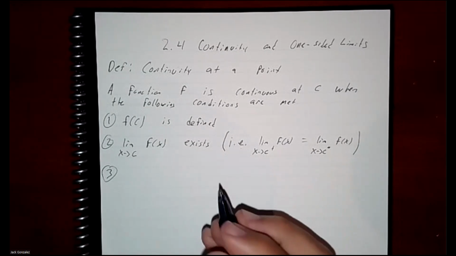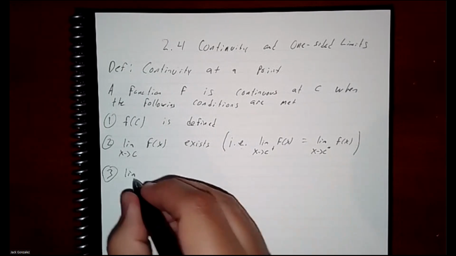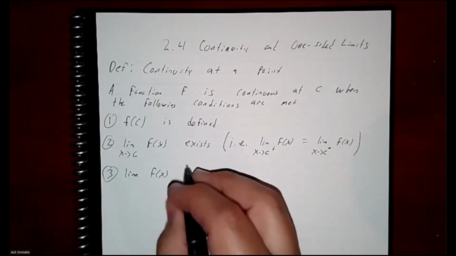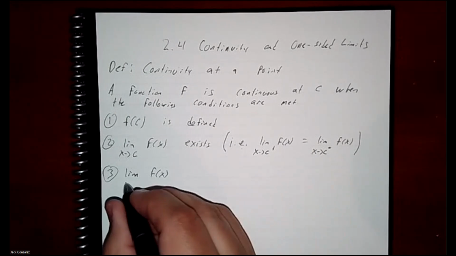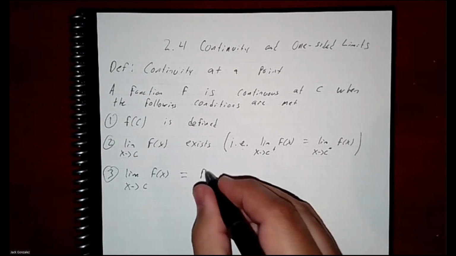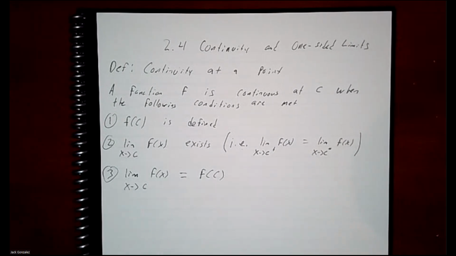Number 3. The limit of f of x as x approaches c is equal to the functional value at c. So if all these three are met, then cool.